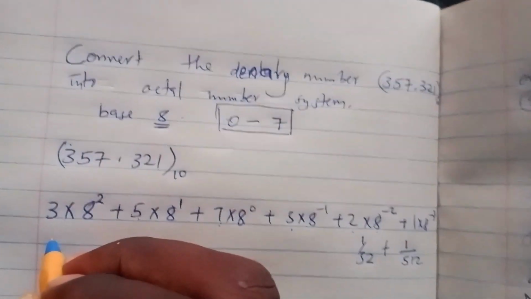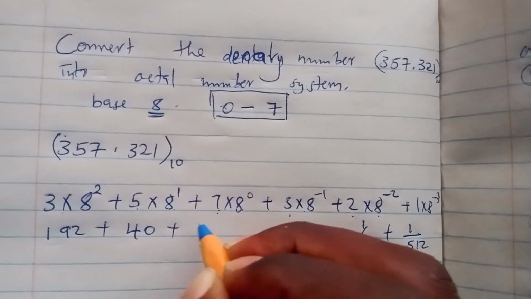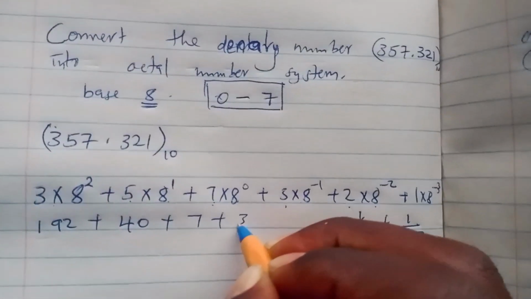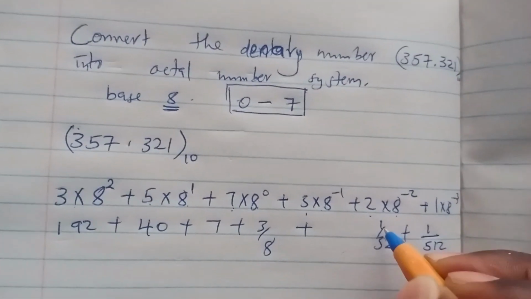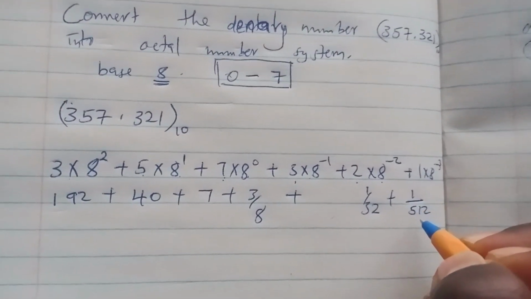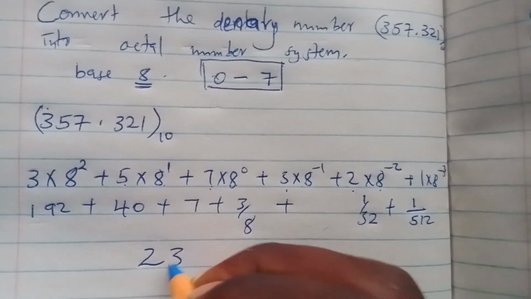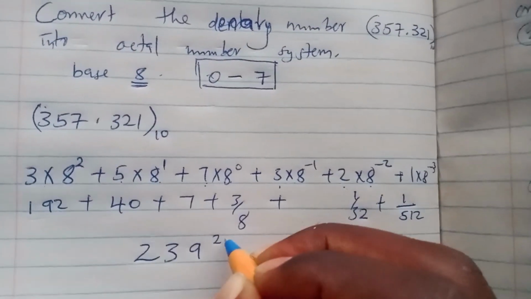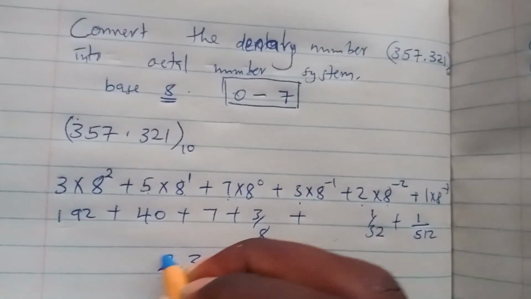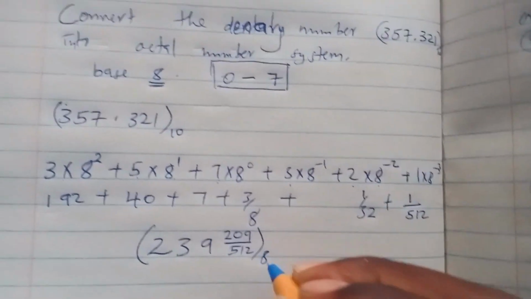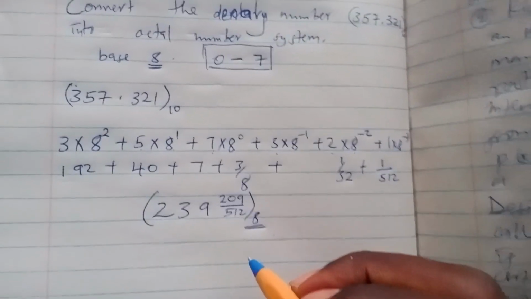Remember, we have said that this one gives us 192, plus this is 40, plus 7, plus 3 over 8, plus 1 over 32 and 1 over 512. And on addition, you get 239 209 over 512. So this is the number that we are asked to look for. Remember, it is octal because it is of base 8.